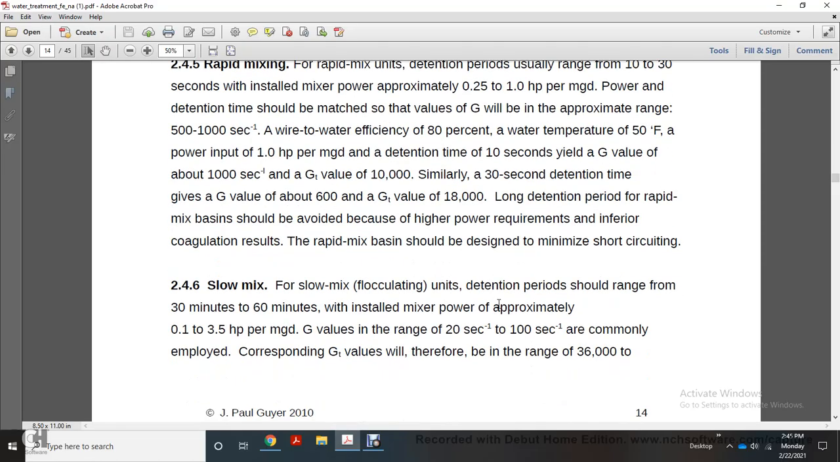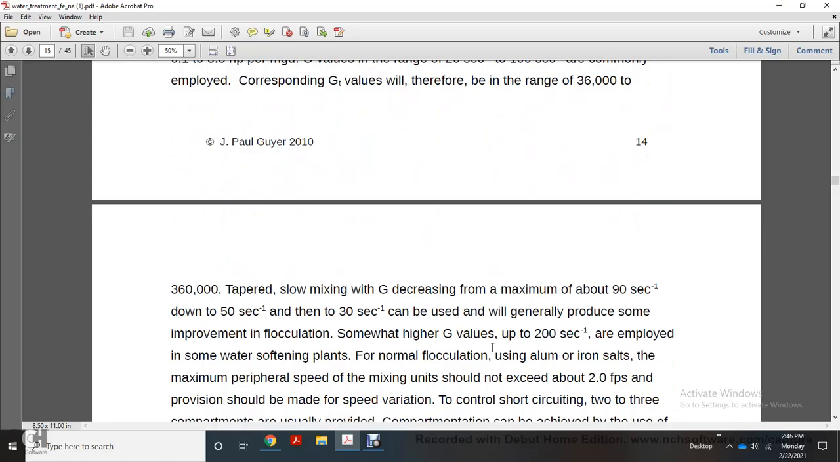Slow mix. The slow mixing flocculating unit's detention period should range from 30 to 60 minutes, with the mixing power approximately 0.1 to 3.5 horsepower per MGD. G values ranging from 20 seconds to the negative 1 to 100 seconds to the negative 1 are commonly employed, with corresponding GT values ranging from 36,000 to 3,360,000.